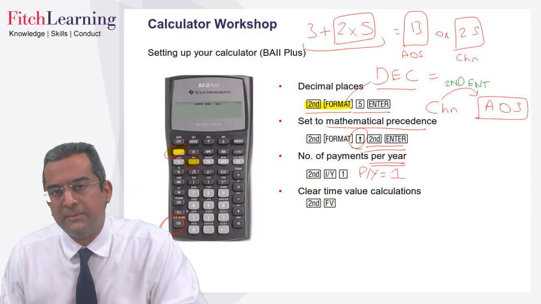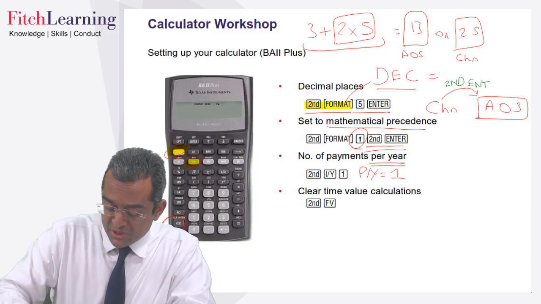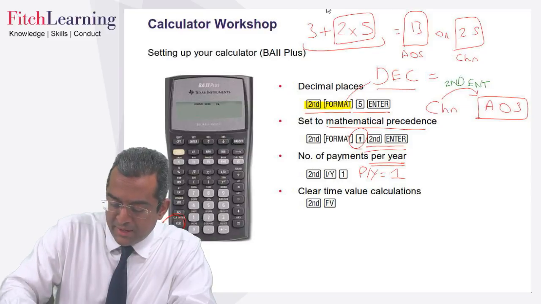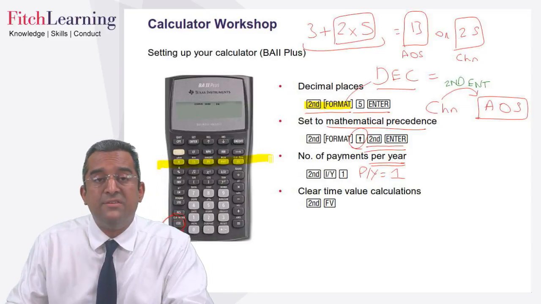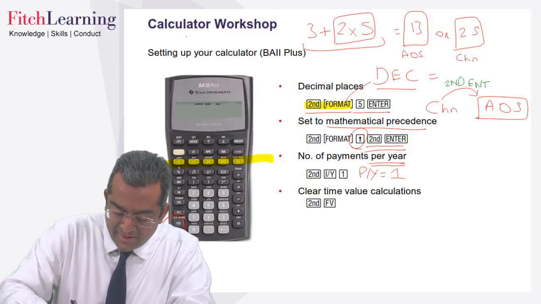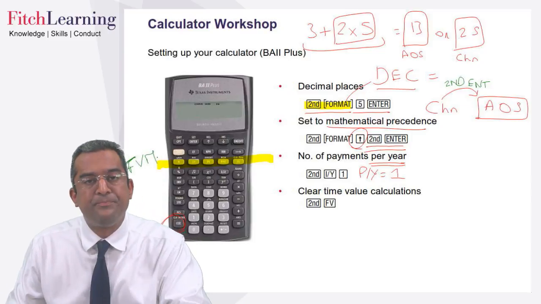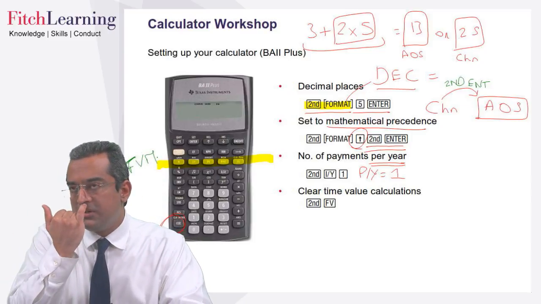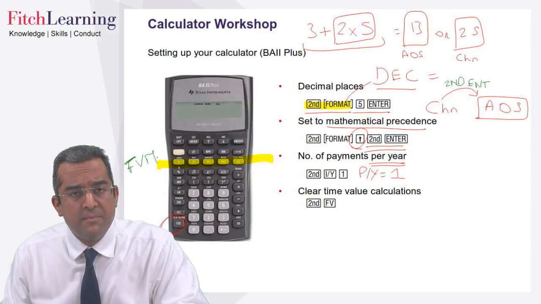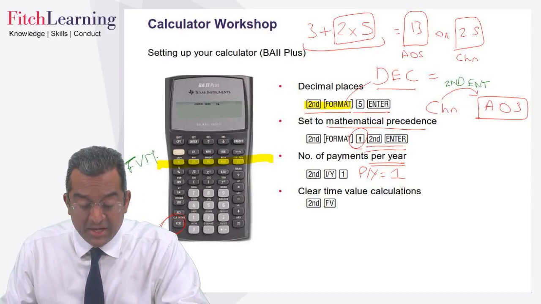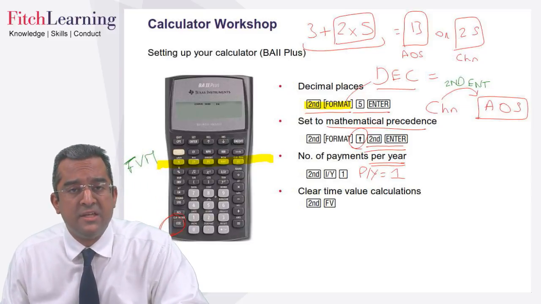Now, when we are doing any discounting cash flows, or compounding or discounting, we're using the third row of keys, the so-called time value of money buttons, TVM. Whenever you want to do a new question, I'm going to clear out all of the TVM inputs that you've put in. How you do TVM inputs is to press the number first and then the corresponding key.